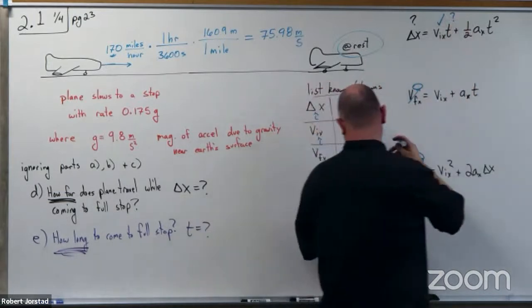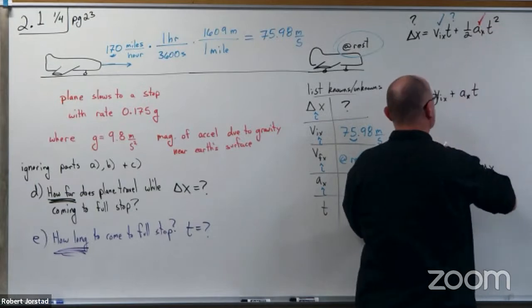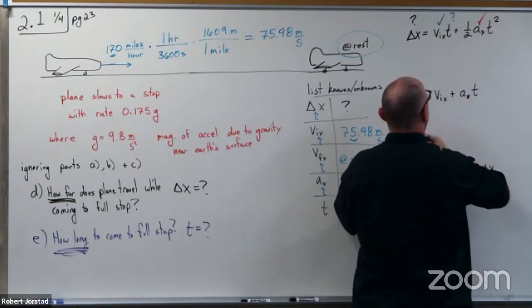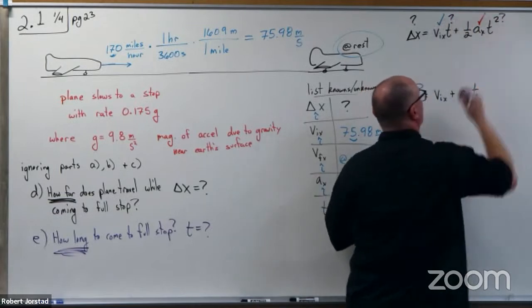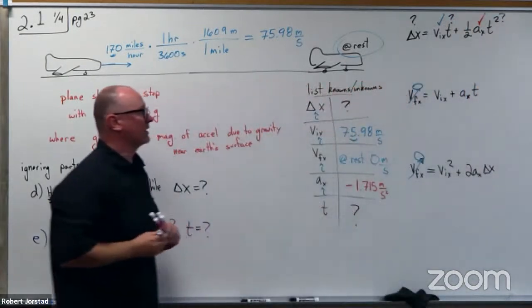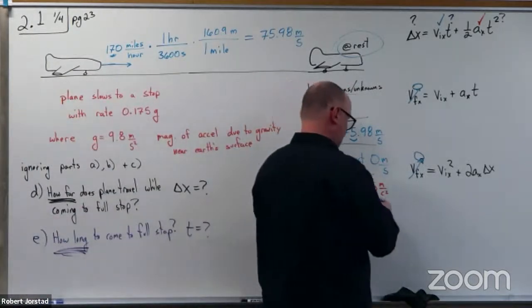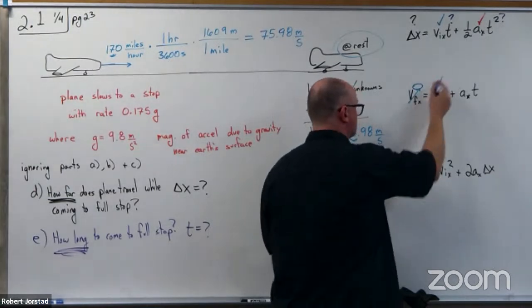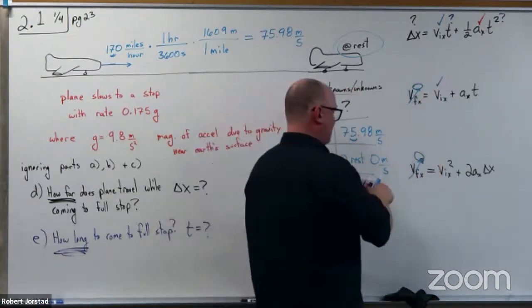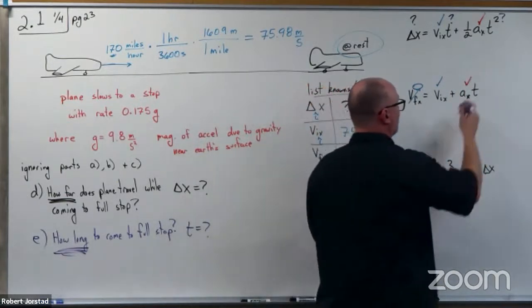A sub x is known, but time is unknown. Not a good one to start with. Let's try the next one. In this case, the initial x is known. A sub x is known. And the time is unknown.